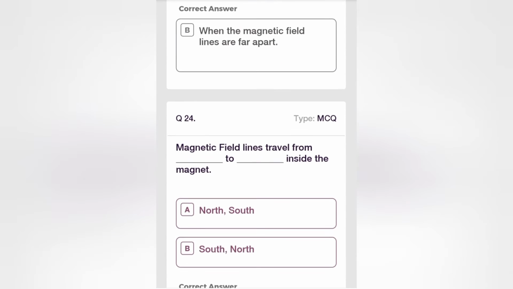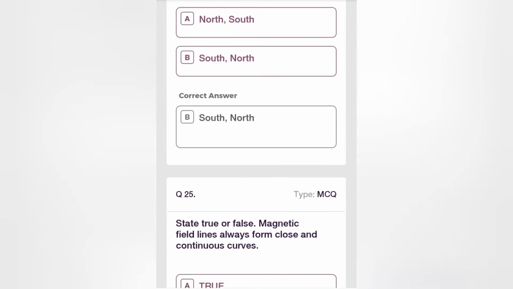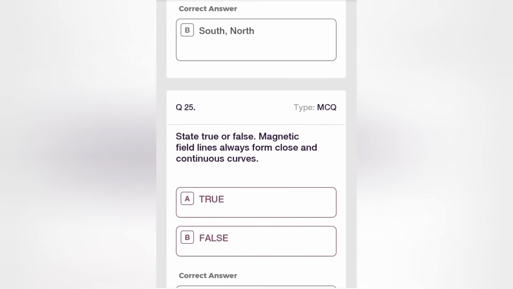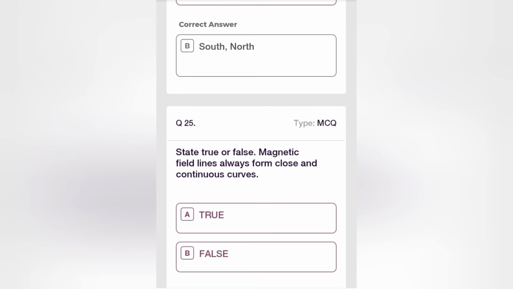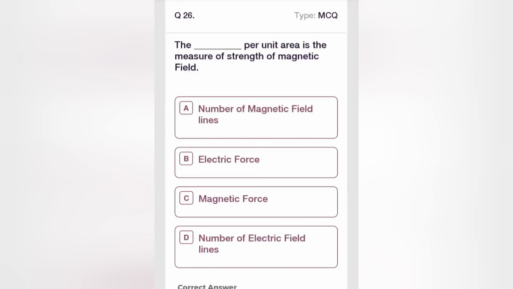Magnetic field lines travel from dash to dash inside the bar magnet. Inside the bar magnet, we know it is from south to north. Option B is the correct answer. State true or false. Magnetic field lines always form closed and continuous curves. That's right. Closed and continuous curves. It is true. Option A.